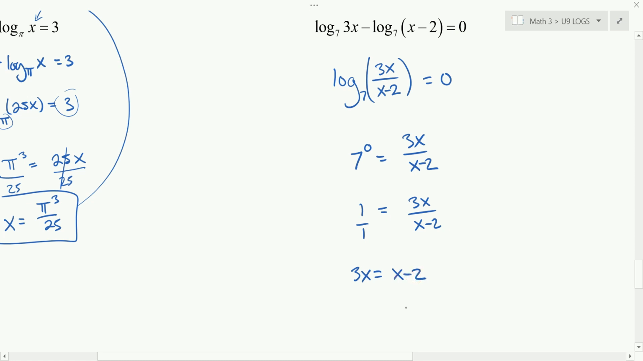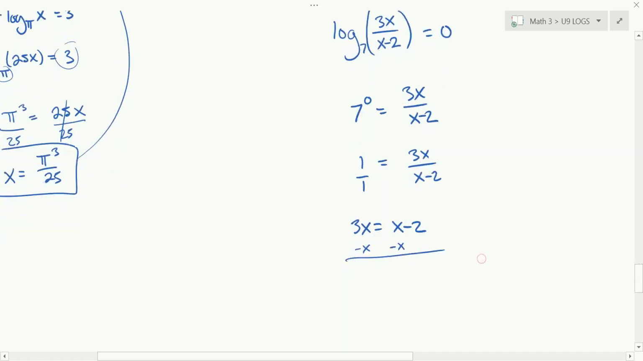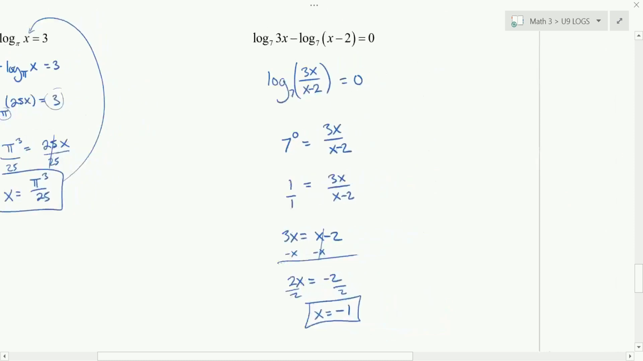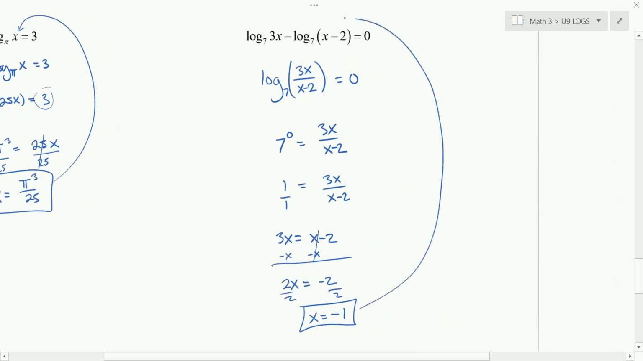And then what do we do to solve? Subtract x from both sides. So 2 times x is negative 2, and then divide by 2. So x is negative 1. And then just check to make sure if I plug in that negative 1, I get log of negative 3, which is not acceptable. And I also get log of another negative 3, so not going to work. So no solution.